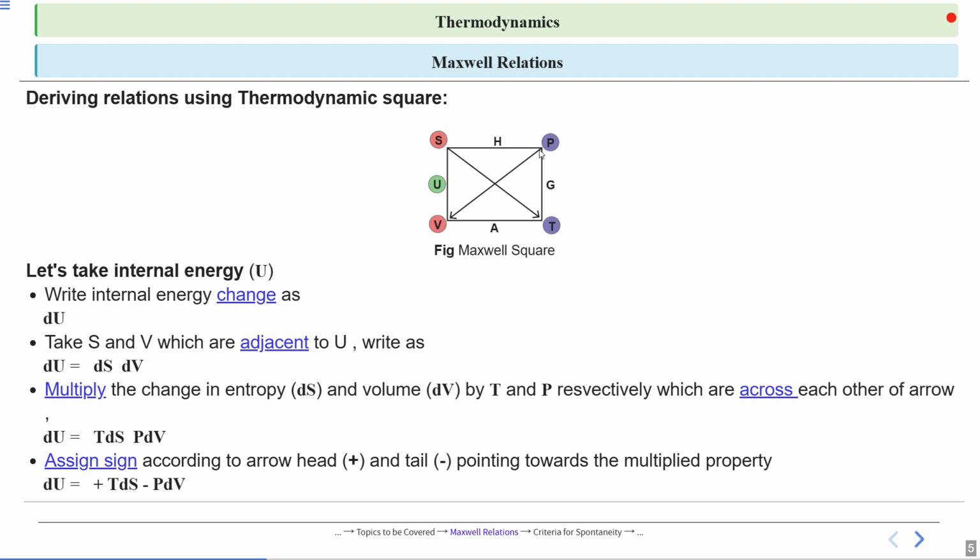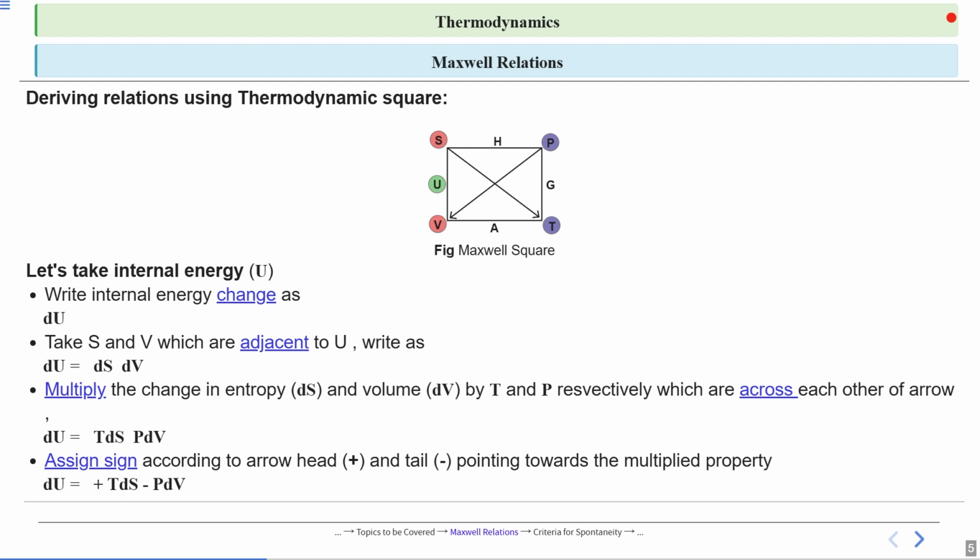Now which element are you looking at? You are looking at the diagonal term to assign the sign. So the diagonal term, again I am repeating it, the diagonal term is temperature. It is having a head part, so it will have a positive sign, right? You can see the head part is given a positive sign, and then we have the P, which is pressure. So it is having a negative sign because it has a tail aligned to it. Now the final equation that we got is dU equals plus TdS minus PdV.